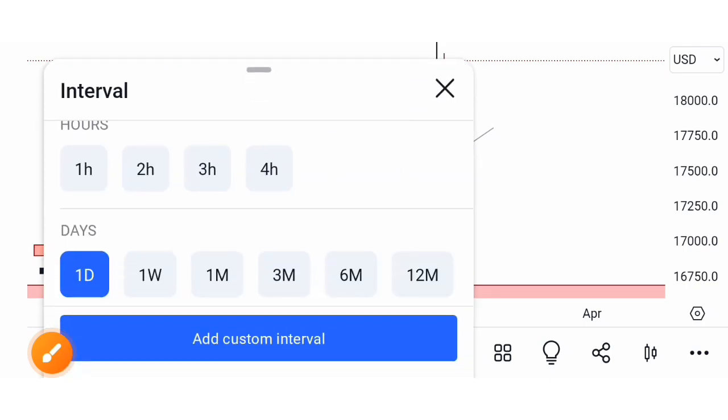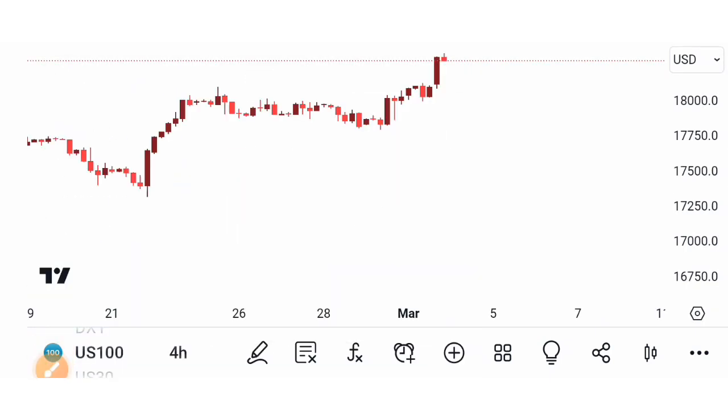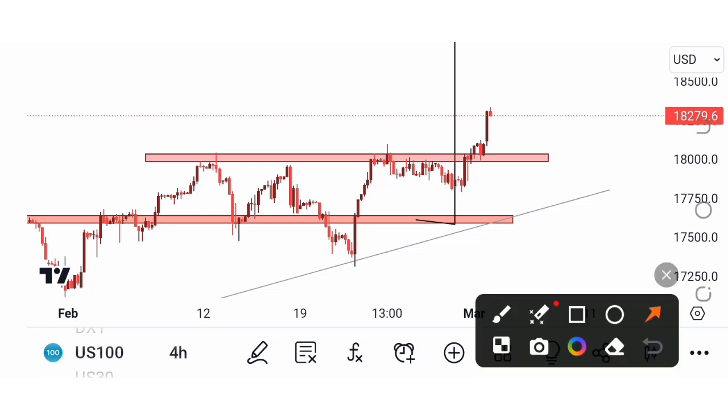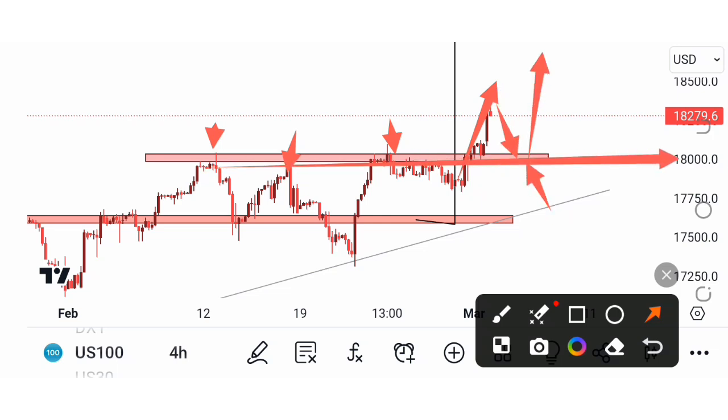Let me go to the smaller time frame. We broke the resistance that we had created over there, which then suggests that this resistance is no longer a resistance. You know the rules of trading: an old resistance broken becomes a newly formed support. So this is where I'm looking to buy this market from.